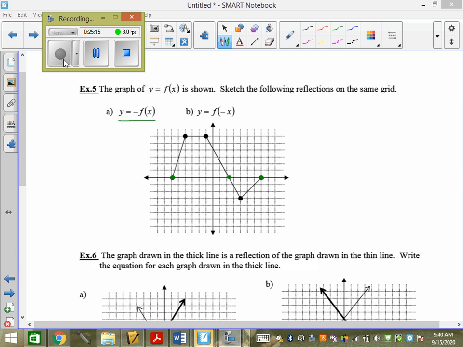And then these reflect to the y. 1, 2, 3, 4, 5, 6. 6. 1, 2, 3. And then this one comes here. So does that look like a reflection on the x-axis? Yep. It does.